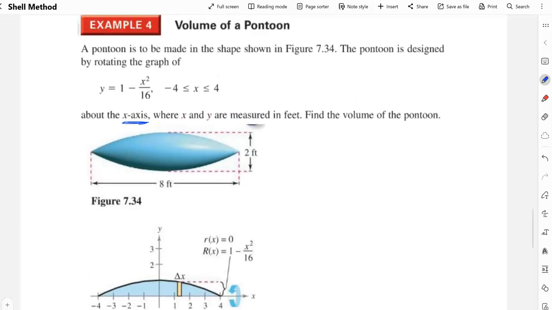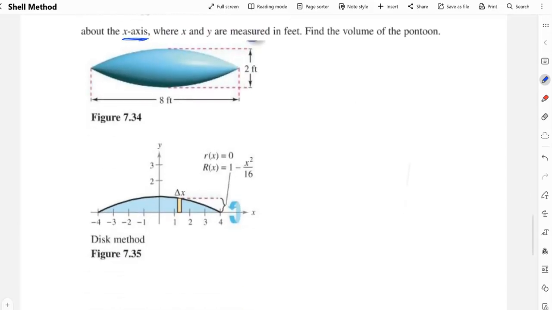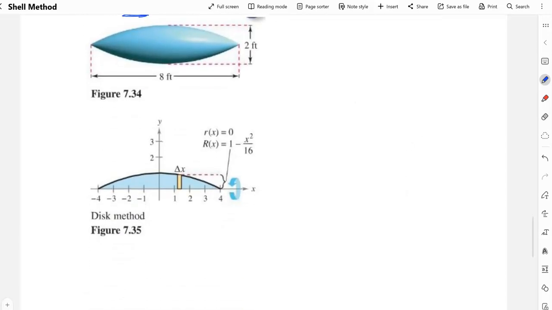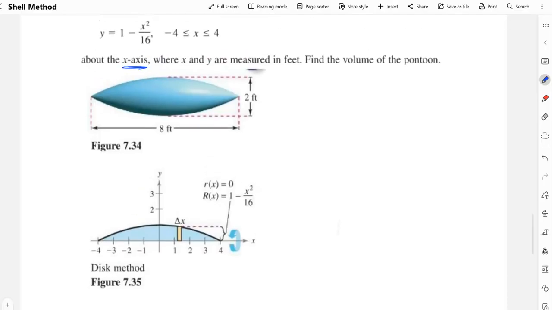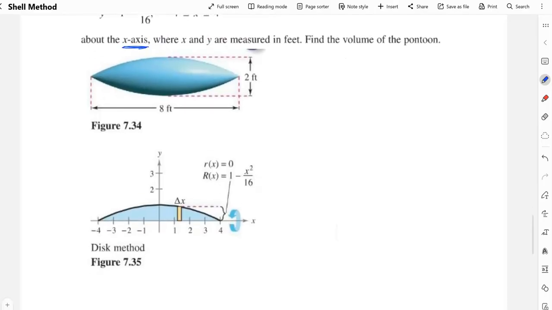So if we were to graph that figure, 1 minus x squared over 16, it's going to be a quadratic that's going to be upside down. And we're centering this about the y-axis, so I'm bounding from -4 to 4. In this graph, you can see the symmetry here. And we could graph it in Desmos and get the exact same thing. We're going to set this up with shell and disk, so you can see the two and compare.